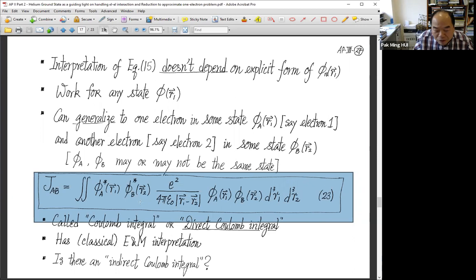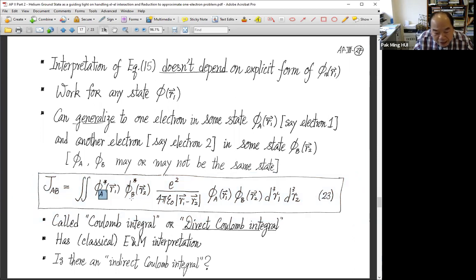Therefore, we do have a situation where the A state is different from the B state. Then in such a situation, when we handle the Coulomb term, we will encounter two different kinds of integrals. The first one is nice: 1s, 2s, 1s, 2s, and then we can still interpret it classically.